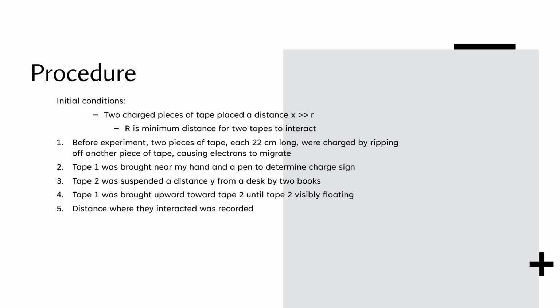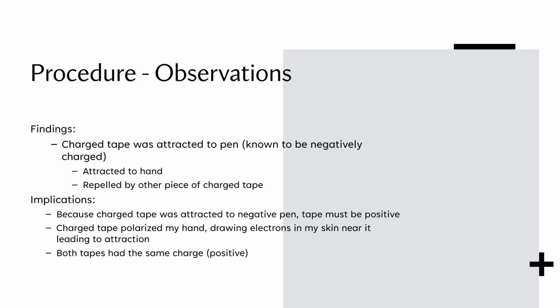They were 22 centimeters long, and they were charged by this procedure, and tape 1 was brought near tape 2 until an interaction was observed, and the distance where they interacted was recorded. And the findings were that the charged tape was attracted to a pin, known to be negatively charged, so it was positive. Also, the charged tape was polarized by my hand, drawing electrons in my skin near it, leading to attraction, which explains why it was attracted to my hand. And both tapes have the same charge, which is why they repelled each other.